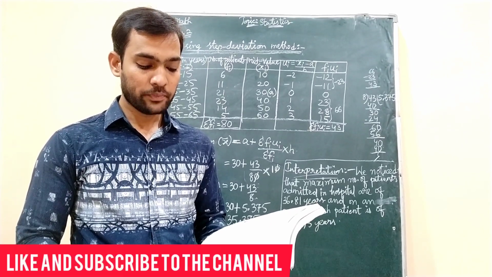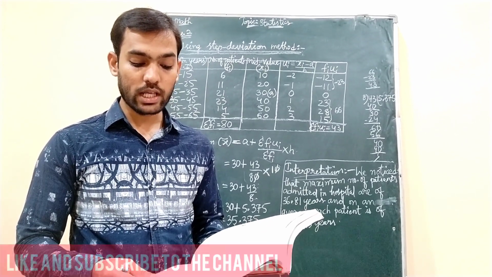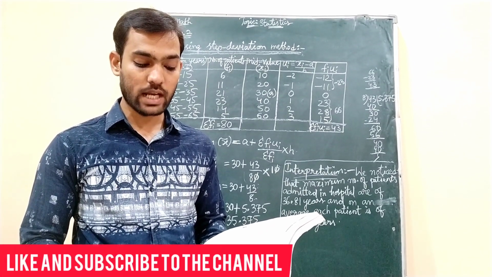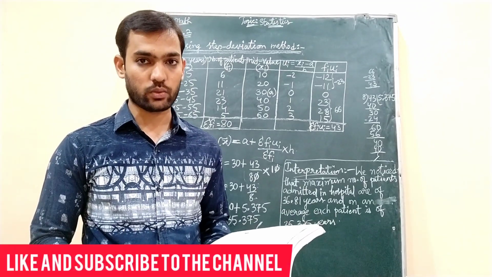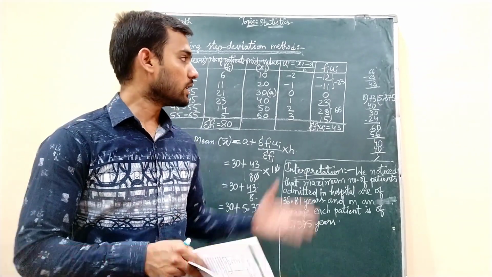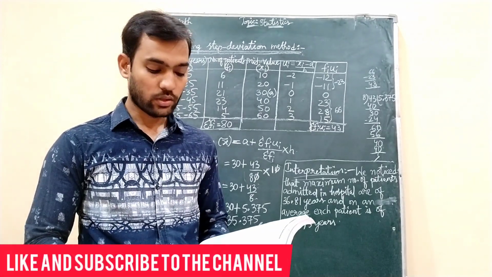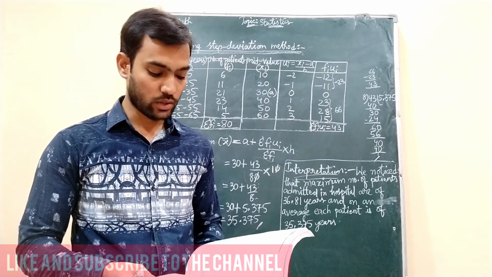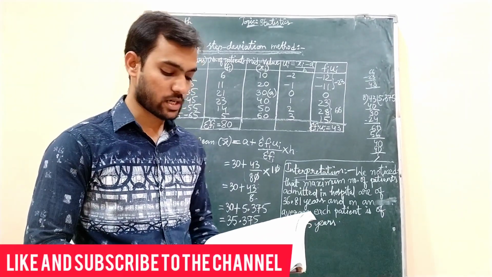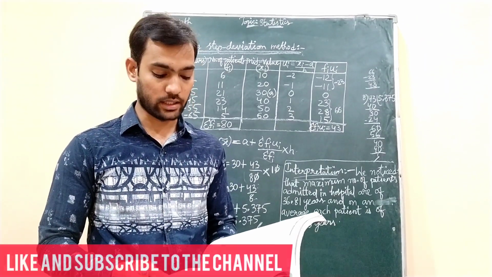And in question number 3, he said to find the modal monthly expenditure of the families as well as the mean monthly expenditure, which means this is similar to question number 1. So you need to calculate mode as well as mean over here. No need to write interpretation because he has not said to write the interpretation.